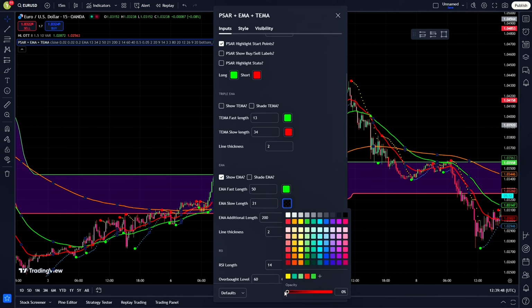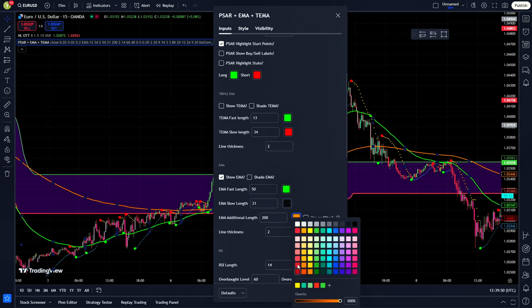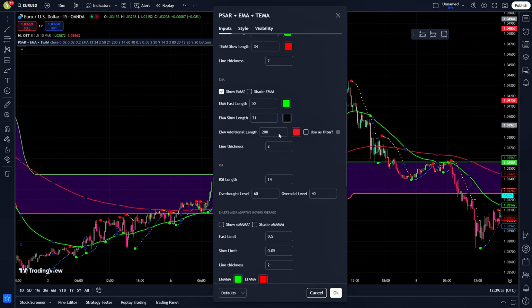This indicator identifies the primary trend. EMA 50 above EMA 200 equals bullish trend. EMA 50 below EMA 200 equals bearish trend.